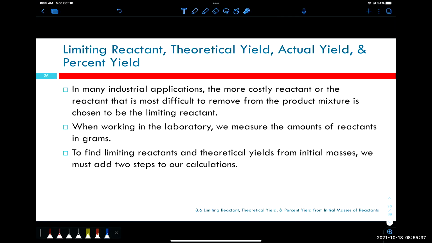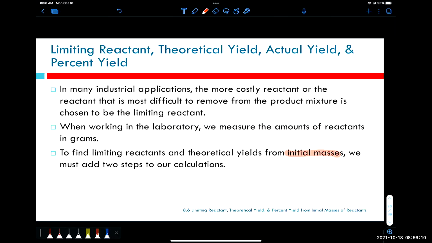And when we're working in the laboratory, we measure amounts of reactants in grams. Because again, it would be crazy to have a scale that measured moles. You'd have to tell it what you were putting on it. So to find limiting reactants and theoretical yields from initial masses, that's the key here that we're changing now, from just doing moles to moles. We're going to start going from mass to moles back to mass. As I called it last week, the gram witch. And so that'll add 2 steps to our calculations. But they're calculations that you've done before.